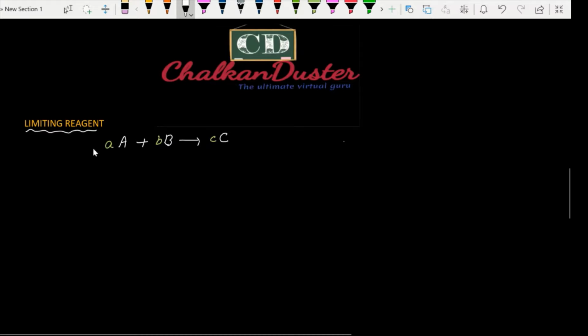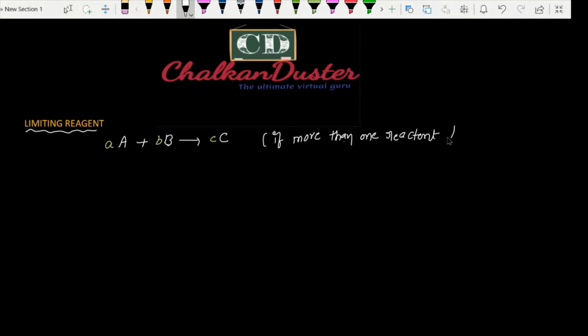Now the question is, when do we have to apply the limiting reagent concept? In any question, if more than one reactant's data is given, meaning its mass, its volume, molecules, whatever it is, then you have to go through the concept of limiting reagents. Then we definitely have to go through the limiting reagent concept.